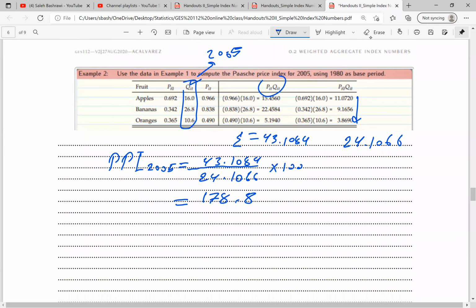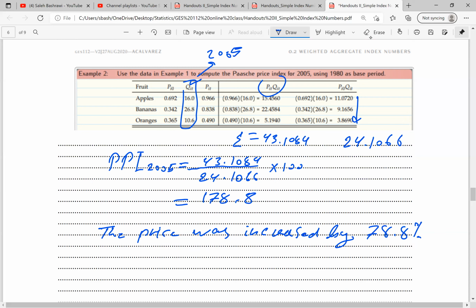So using this one, you can say that the price of this basket, which contains apples, bananas, and oranges, was increased by 78.8%. This is the Paasche index number. For the Laspeyres, we use the quantities at the base time. For the Paasche, we use the quantities at the given time, 2005.